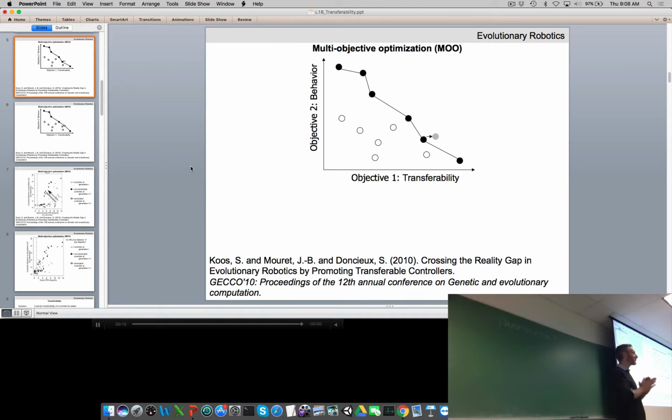What's going to happen in general? It's just going to keep shifting. It's going to keep shifting in which direction? Up and to the right? So that's why it's called a front, right? It's like an army's front in a war. It's pushing forward. In this case, it's pushing up and to the right. We're trying to find solutions up here that are both very transferable and produce fast robots.